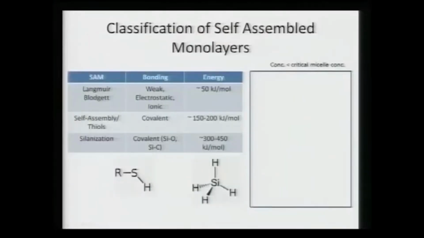And then there are certain classes of self-assembled monolayers. First we have Langmuir-Blodgett films. These are formed basically by weak or electrostatic forces, or ionic bonding between the surface and the film. They have energy on the order of 50 kilojoules per mole. This is followed by thiols, also called self-assembled monolayers, which generally form covalent bonds and have energy on the order of 150 to 200 kilojoules per mole. And then siliconization, which generally forms covalent bonds with silicon oxide or silicon carbide, and has a stability energy of around 300 to 450 kilojoules per mole.